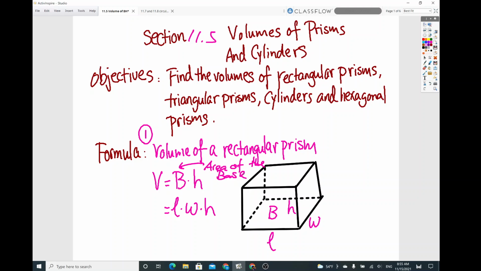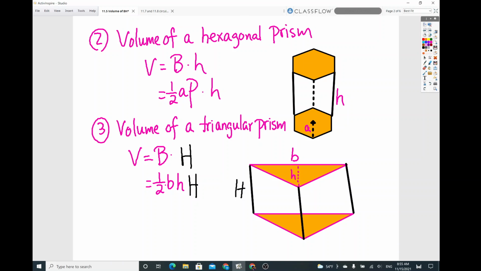The way to find the area of the base, we do know that's a rectangle, so length times width, and then times the height. As you can see, all those edges are considered perpendicular. The diagram is kind of weird, but it's supposed to be perpendicular at the corner. Now let's see what else we have for the other formulas.